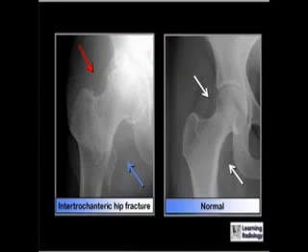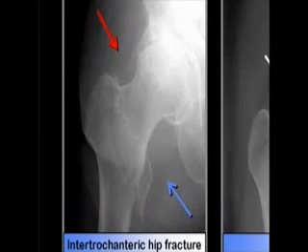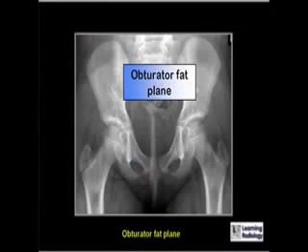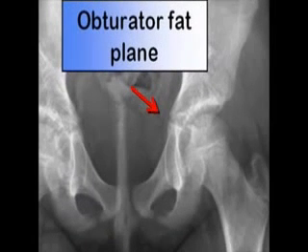This is an example of obliteration of the normal iliopsoas, blue arrow, and capsular, red arrow, fat planes by a fracture of the femoral neck, an intertrochanteric hip fracture. On the right, we can see the normal fat planes. A third fat plane around the hip is the obturator fat plane, which is shown here by the red arrow adjacent to the triradiate cartilage.